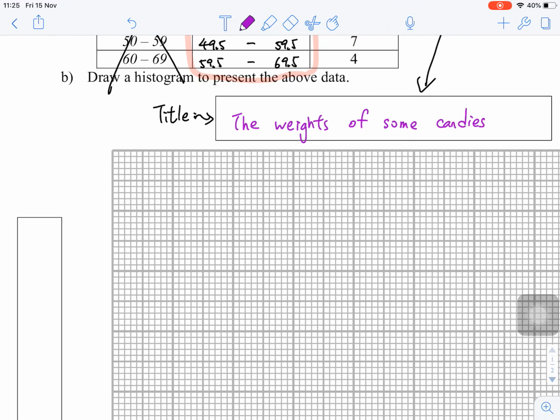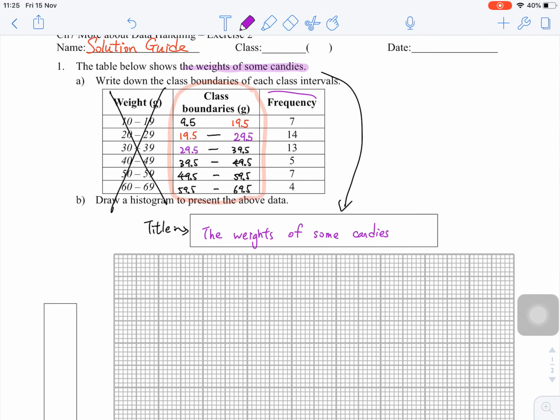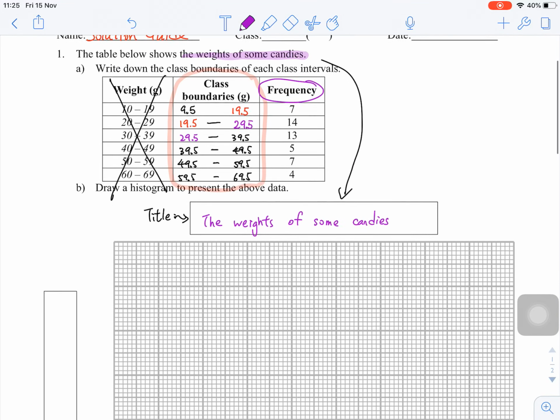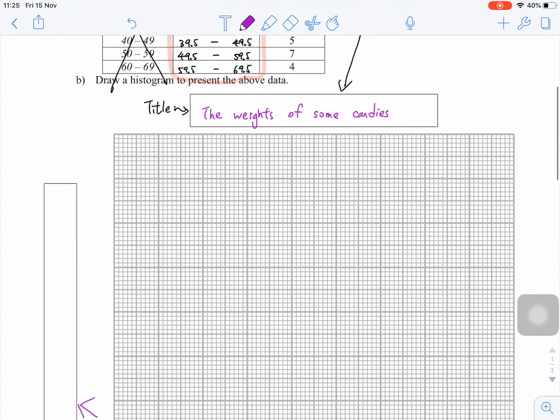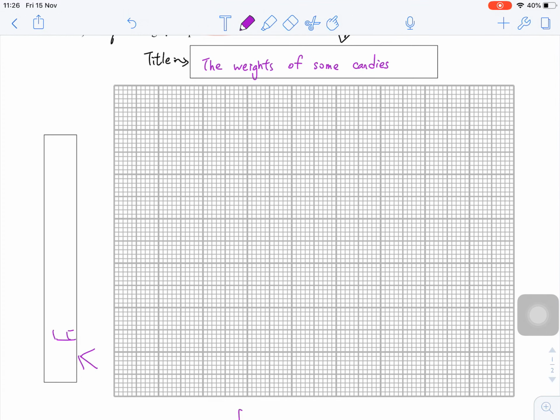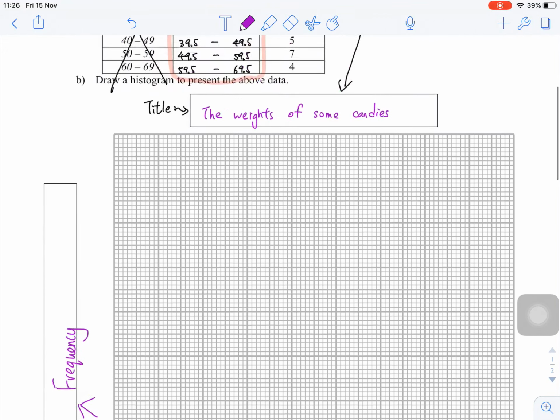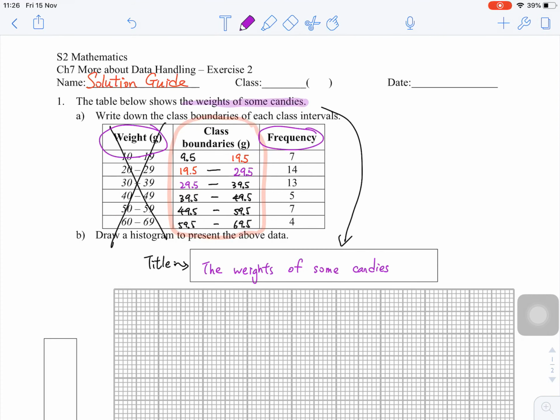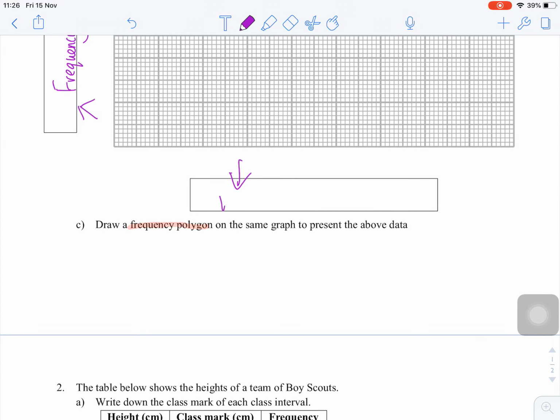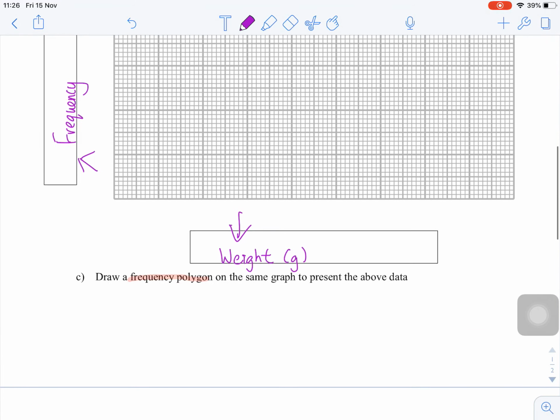And we also need to fill in the names of the x-axis and y-axis. The y-axis is the frequency. Frequency. For the x-axis, it is weight in gram. Weight in gram. Okay.